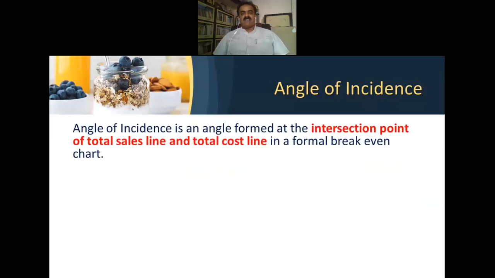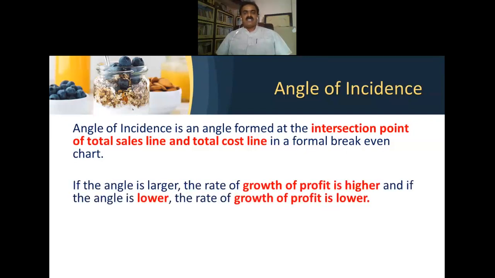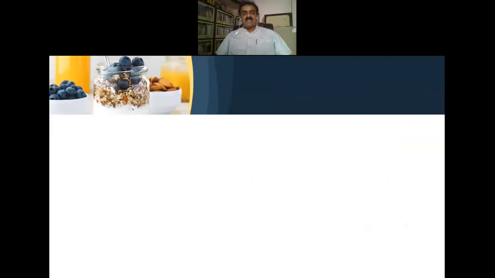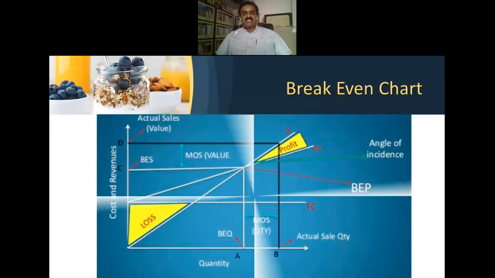Next is angle of incidence. This angle of incidence is an angle formed at the intersection point of the total sales line and total cost line. The intersection point of the total sales and cost lines is called break-even. The angle formed at that intersection in a formal break-even chart is called the angle of incidence. This can be analyzed neatly by looking at the graph.